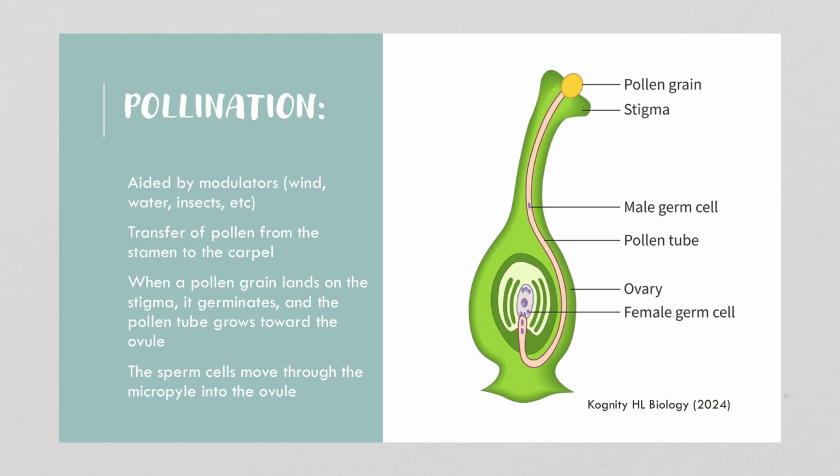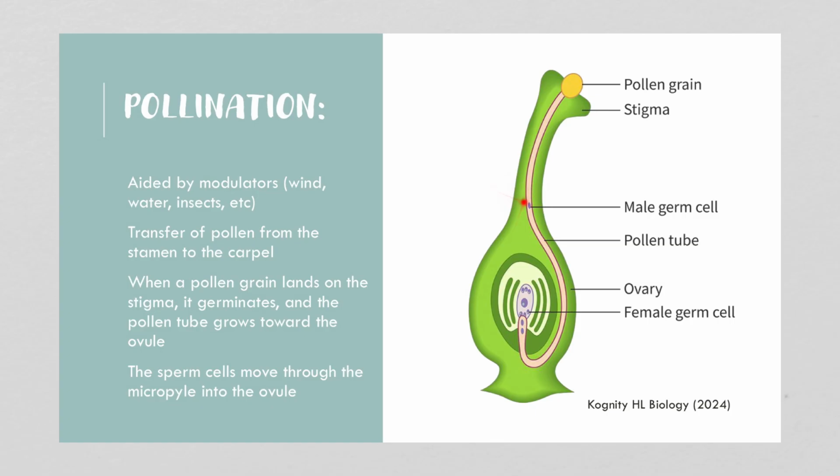So pollination is aided by vectors, and those vectors could be wind that carries the pollen, water, insects, and so on. And it's the act of transferring the pollen from the stamen to the carpel. And when a pollen grain lands on the stigma, it germinates, and the pollen tube starts to grow towards the ovule. So you can see the pollen grain has landed here on the stigma, and then it germinates.